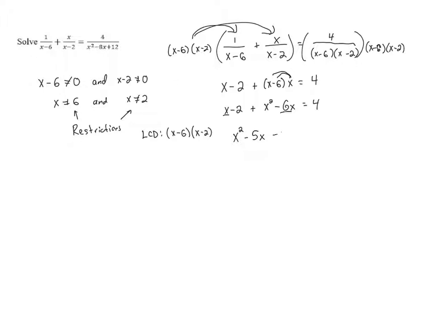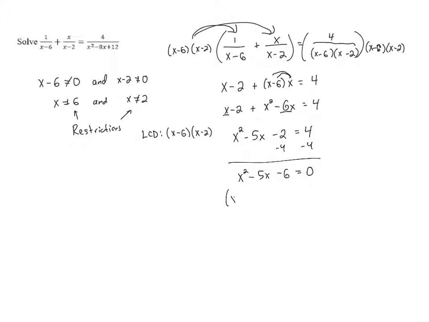And then we've also got that negative 2 on the left, and that all equals 4. Now, we need to get all the terms on the same side when we're solving a polynomial equation. So we need to subtract 4 on both sides. That gives us x squared minus 5x minus 6 equals 0. And now we can factor the left-hand side.